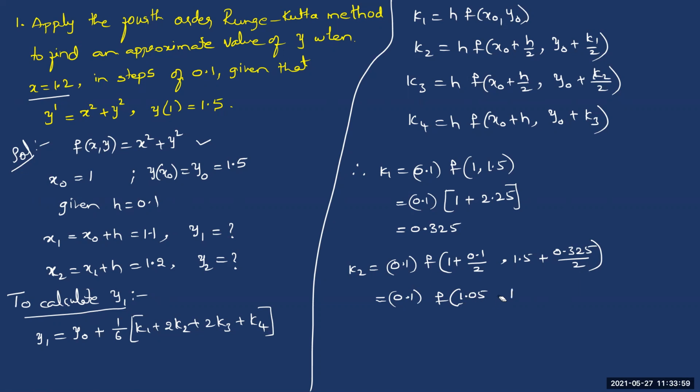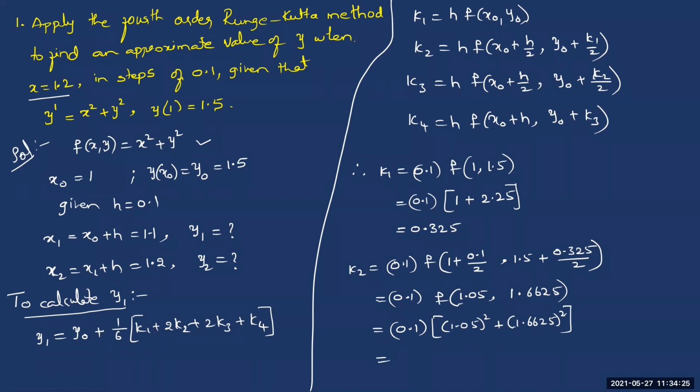Sorry, this is not plus here, comma 1.6625. So let's see how much this is. 0.1 into, now I'm substituting these things into the function f of x, y. So we'll get it as 1.05 whole square plus 1.6625 whole square. So let us just simplify this using a calculator.